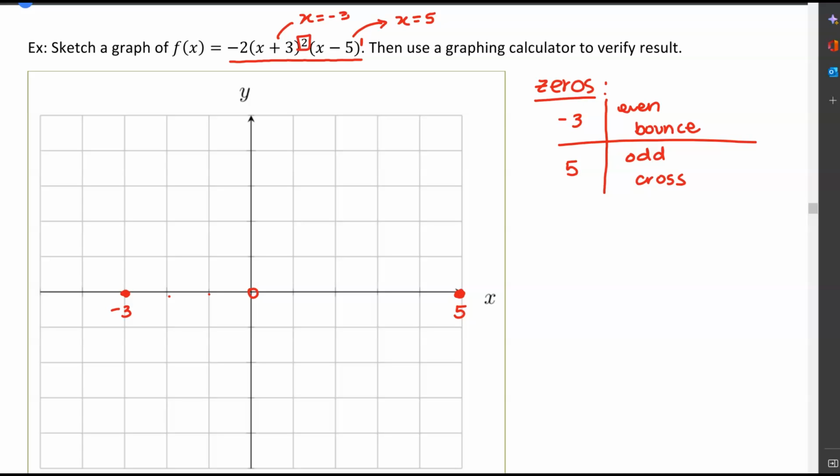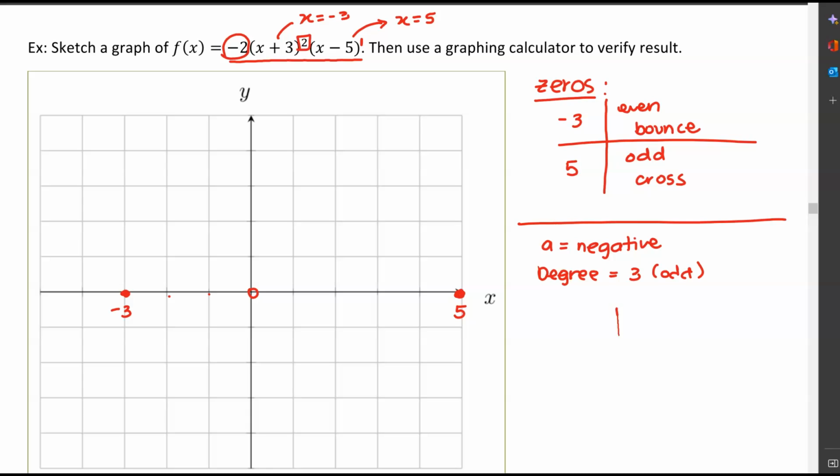The other thing to notice is we do have a -2 up here. And so what does that look like for our graph? So we have our a is negative. If we think about our end behavior, our a is negative, but our degree is 3, which is odd. So that means that because our a is negative, we're going to have something that looks like this. Okay.